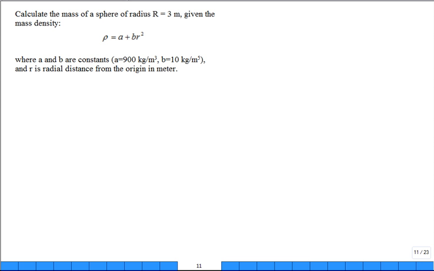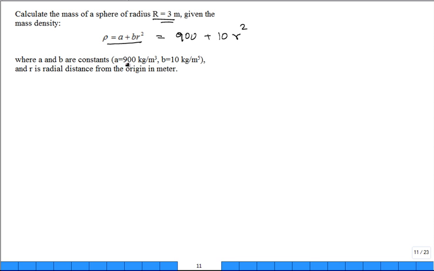Now consider this. You have the mass of a sphere of radius 3 meters. So that's the radius of my sphere. It's centered at the origin. It goes out 3 meters. Given the mass density, rho is equal to a constant A plus B r squared, where A is 900 and B is 10 and r squared. So that's my analytic expression for mass density.